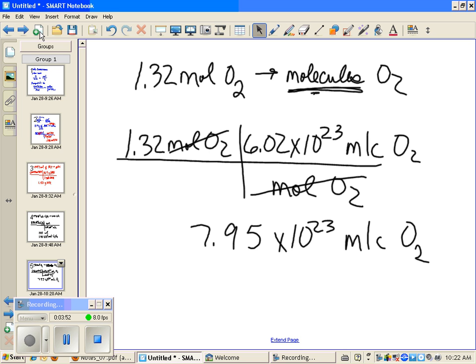Notice that even though I gave you O2, I did not have to use the molar mass from the periodic table, because grams is nowhere to be found in either one of these two problems.